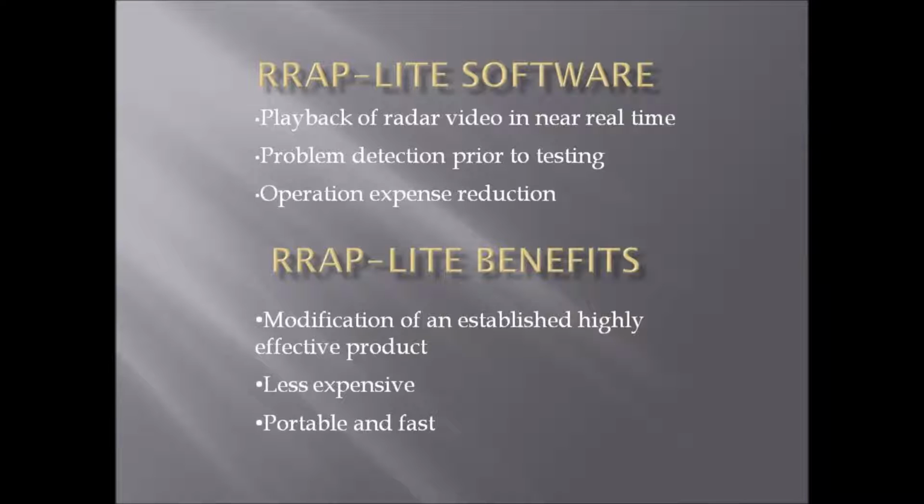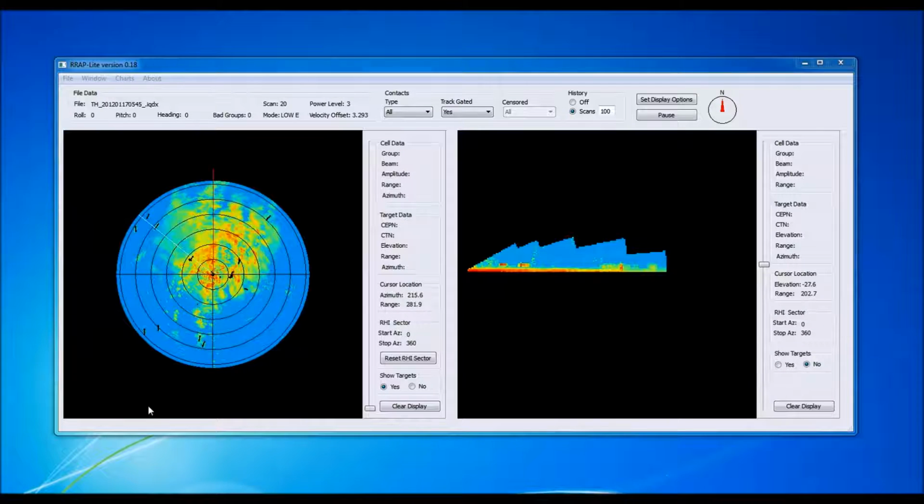This new system is called RRAPLite. RRAPLite has the same functionality as RRAP. RRAP stands for Radar Reduction Analysis Program, and LITE indicates that it does not require MATLAB to run, resulting in a fast, inexpensive, and very portable system. This video will briefly describe the PPI and RHI displays, then describe controls for both.